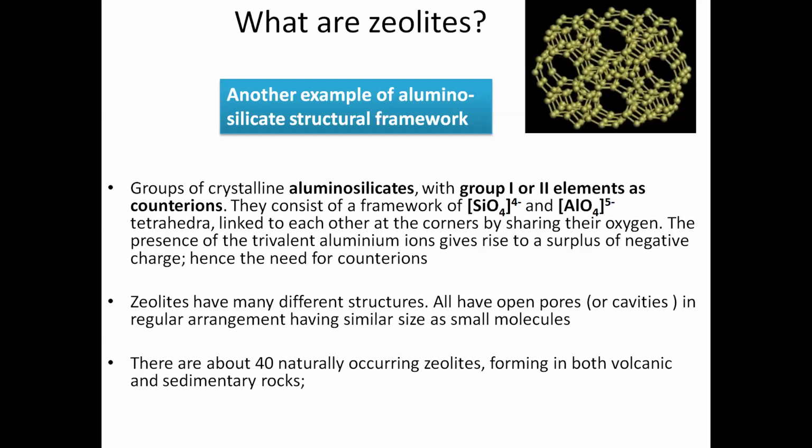There are about 40 naturally occurring zeolites forming in both volcanic and sedimentary rocks. In fact, initially it was discovered naturally, and then, learning from nature, researchers started developing artificial zeolites. DuPont, for example, is a pioneer, and they have developed a large number of zeolites, and now you have zeolites.